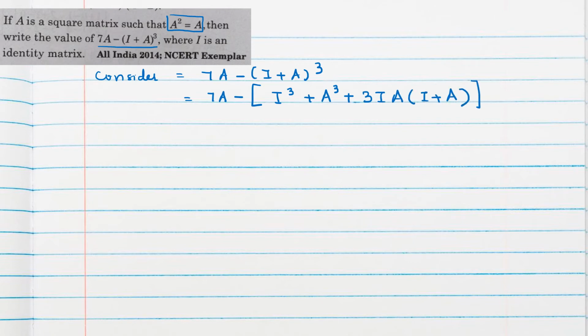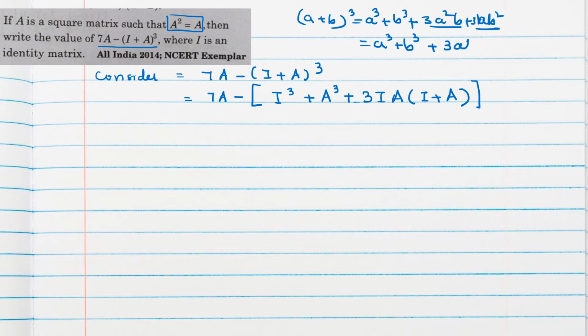I'm using the identity in a different way. In the identity for a plus b whole cube we have a cube plus b cube plus 3a square b plus 3ab square. I am not writing this; what I am writing is 3ab into a plus b. This way I can write it for matrices. So I cube plus A cube plus 3IA times I plus A. Now I'll simplify this. I cube will be I only. A cube I can write as A square into A, and 3I into A will be 3A only, times I plus A.